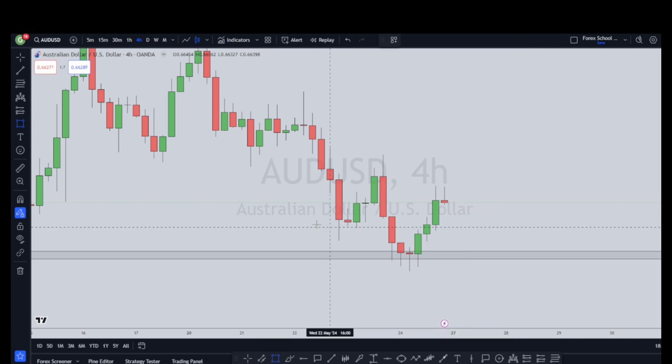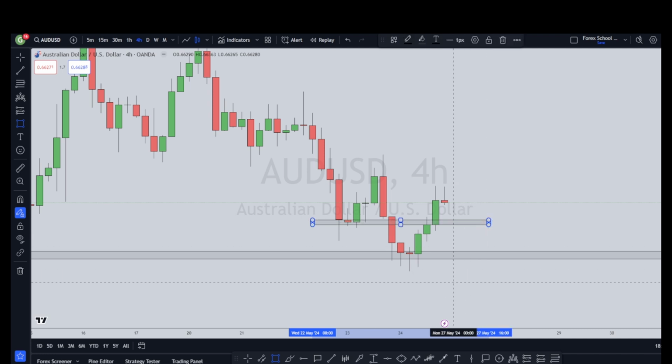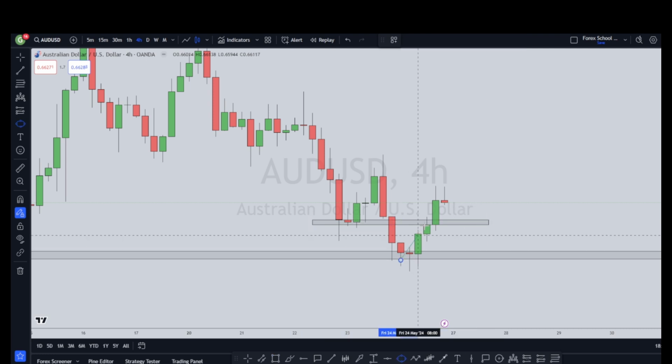And with a close above this resistance area, it means that this entire move to the downside was a false break, or call it a fake breakout. And so on the 4 hour, we expect price to return and retest this area to form support, and then a move to the upside.